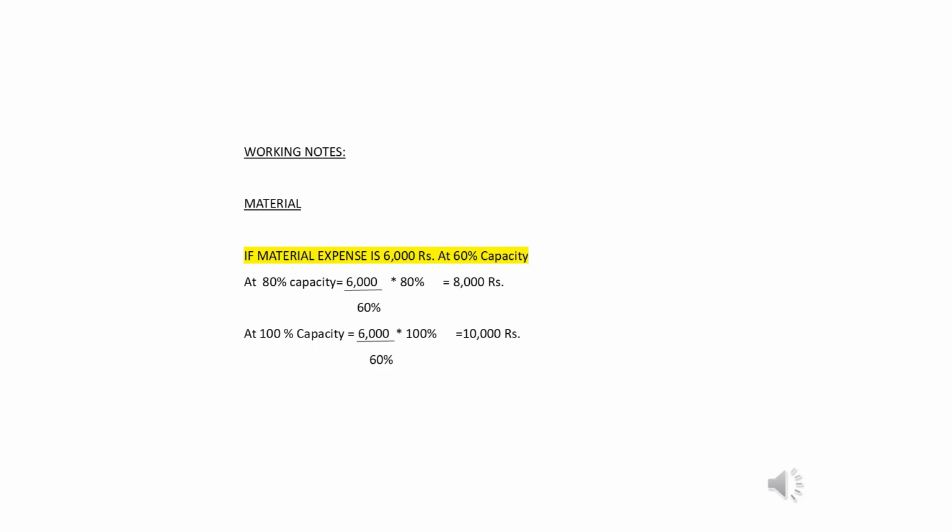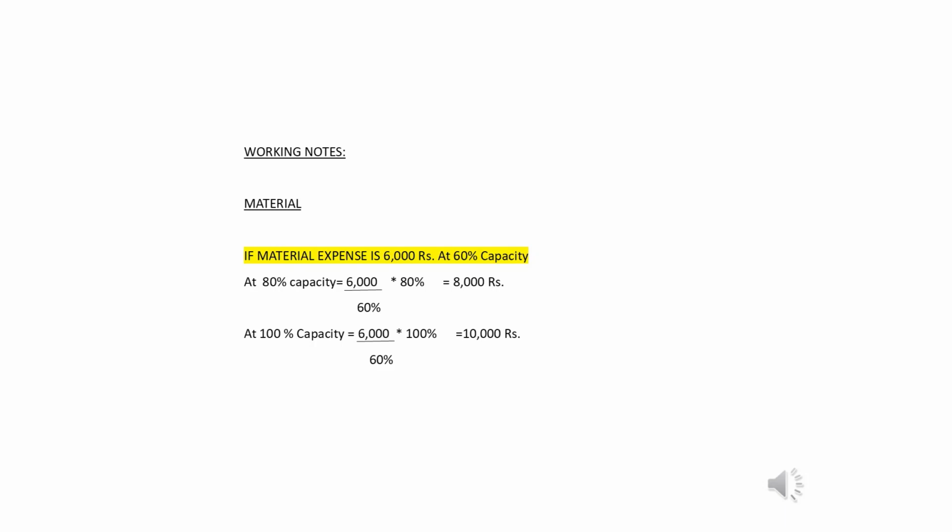In the question we have been given that material expense is 6,000 rupees at 60% capacity. So how will we calculate for 80% capacity? Simply we will write 6,000, which is the material expense given, divided by the capacity at which it is given, that is 60%, multiplied by the capacity for which we are now finding out, that is 80%. So we will be calculating it like 6,000 by 60% multiplied by 80% and the material expense at 80% capacity will be 8,000 rupees.